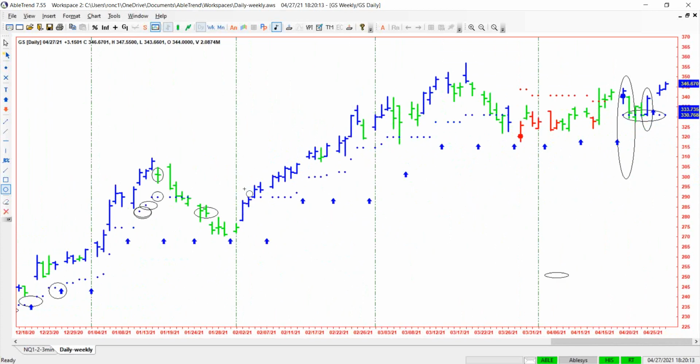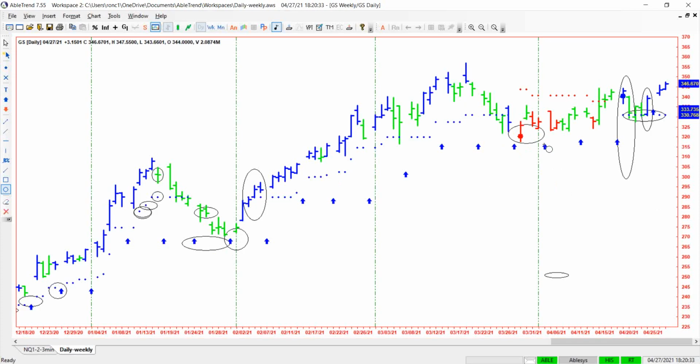Oof, I'll take that all day long. So when do you get back in? There's the sweet spot. Blue bar, touching the blue dot. Weekly agrees also. Blue bar, blue dot, blue arrow. You get right back in again here at 290. When do you get out? You get out certainly on the red bar at 325.